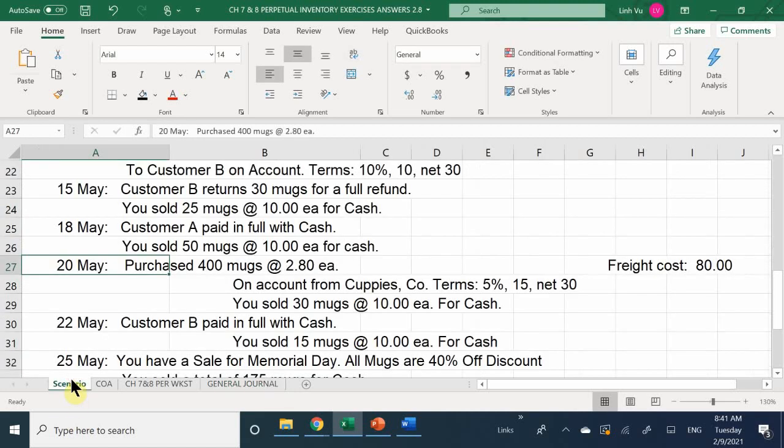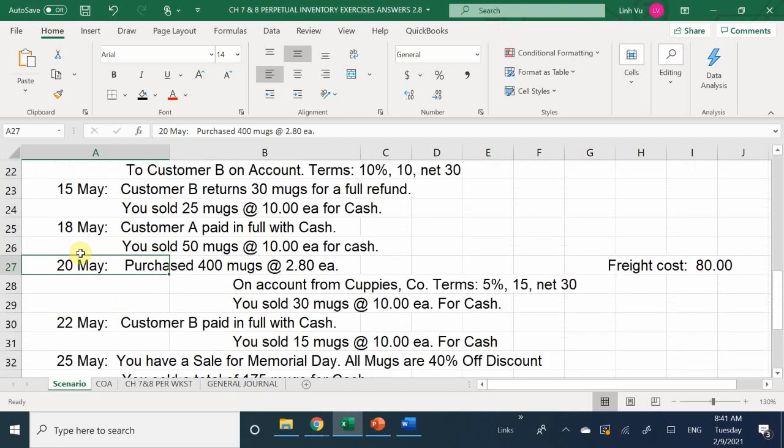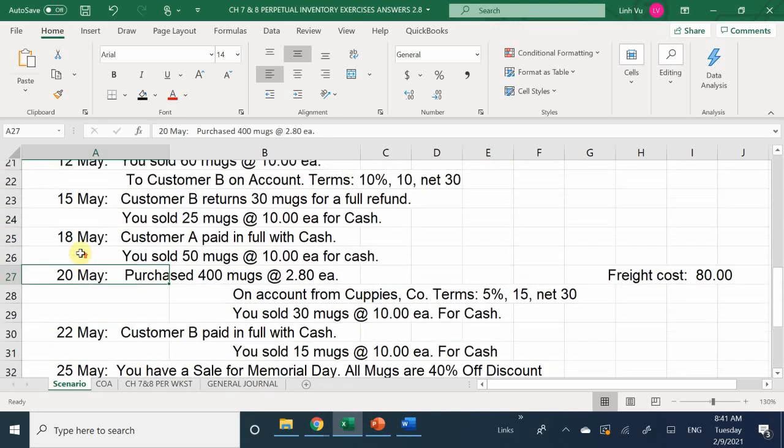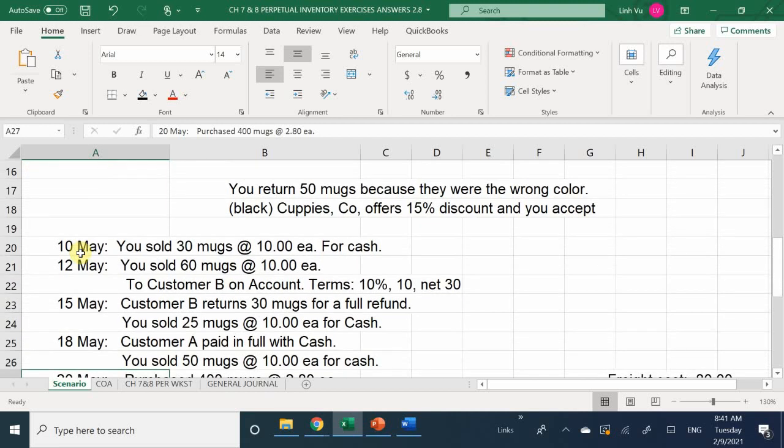So then, what has happened next on May 22nd? Customer B paid in full with cash. Okay, so let's go ahead and take a look. When did customer B even make a purchase? So let's see. I believe right here on May 12th, customer B wanted 60 mugs and he wanted it on an account.